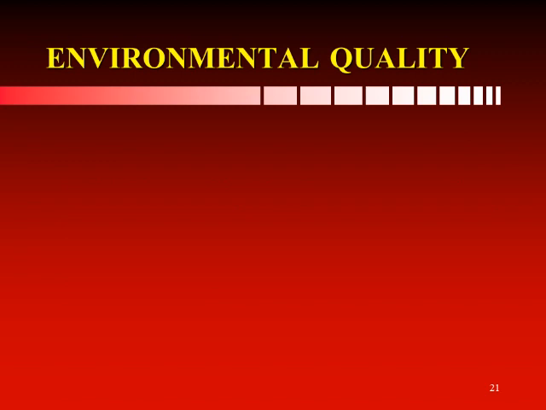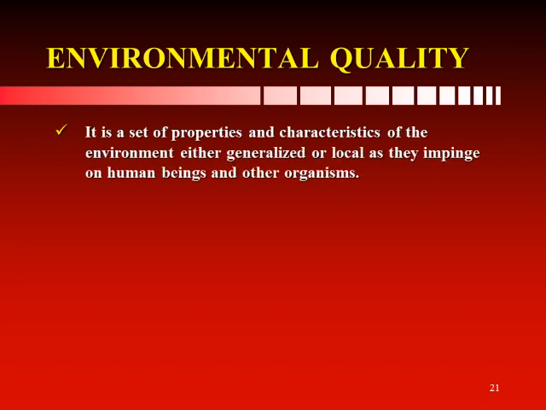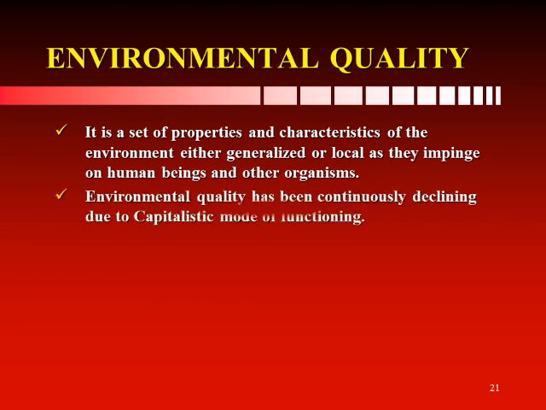Next, environmental quality. What is environmental quality? It is a set of properties and characteristics of the environment, either generalized or local, as they impinge on human beings and other organisms. What is the meaning of impinge? Bad effect. Next, environmental quality has been continuously declining nowadays due to the capitalistic mode of functioning. That is, a capitalist, in order to get more profit, is continuously depleting the resources.